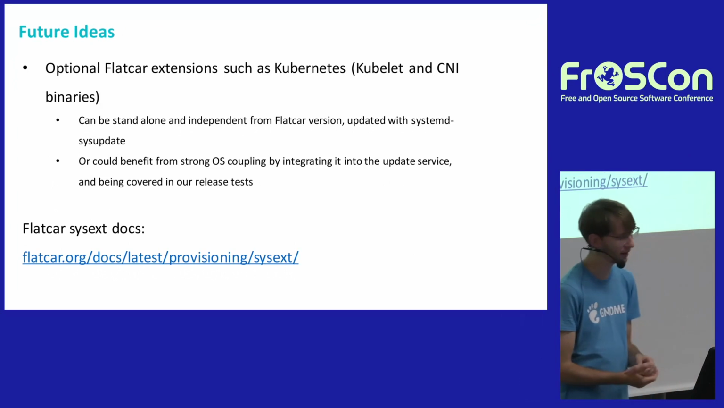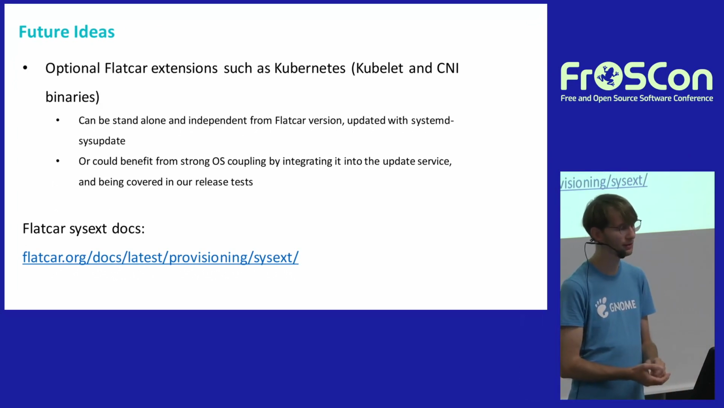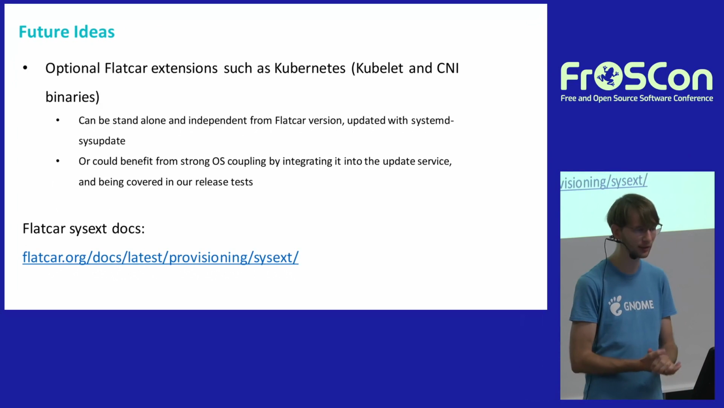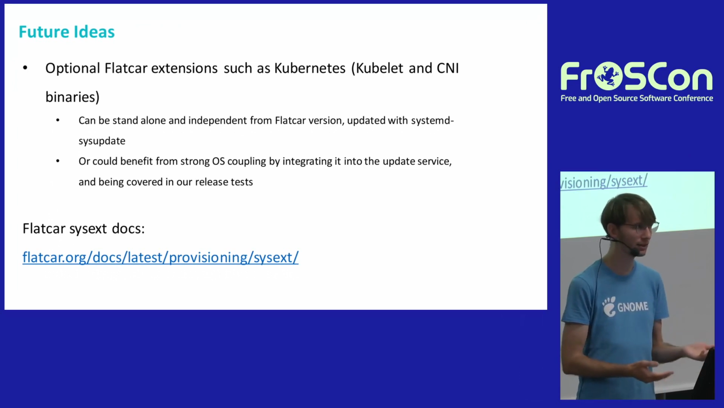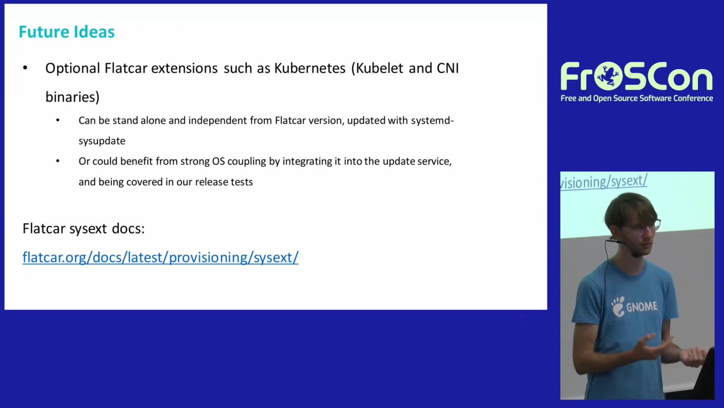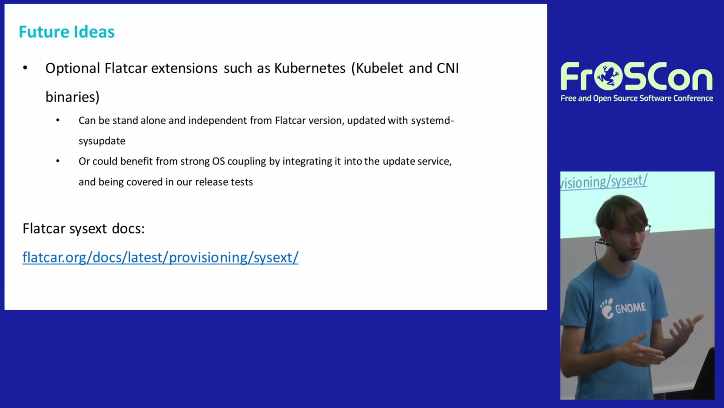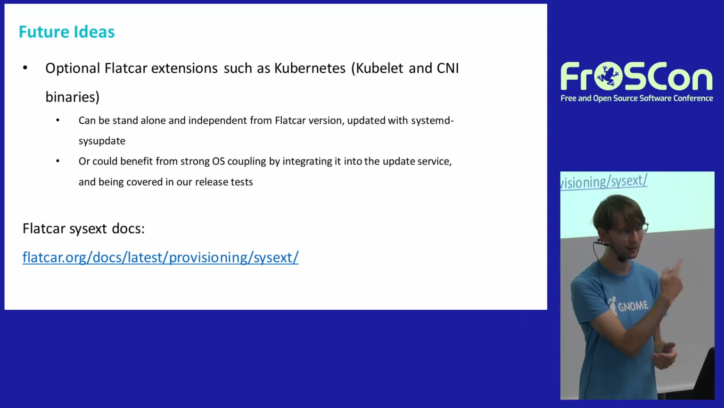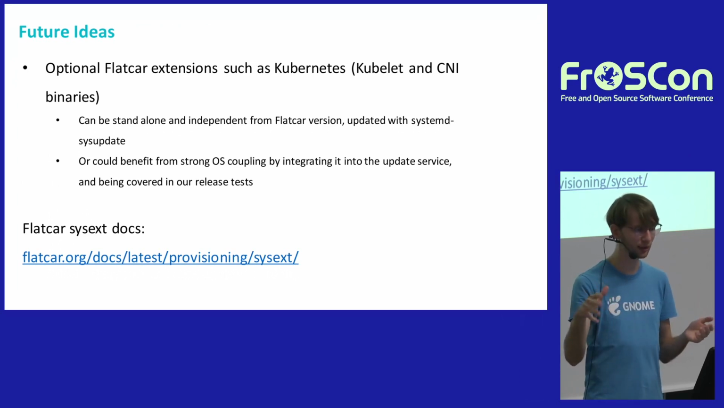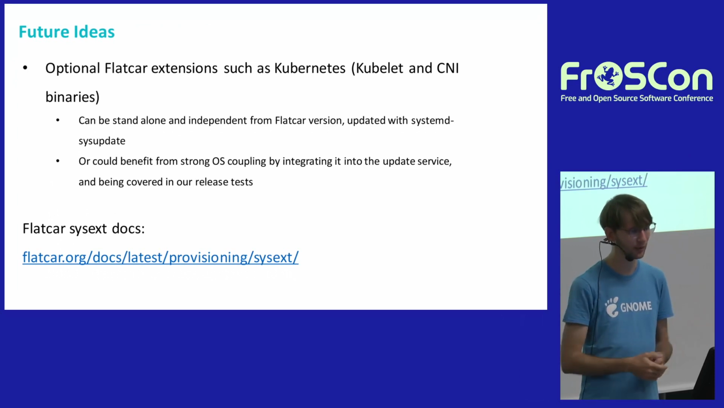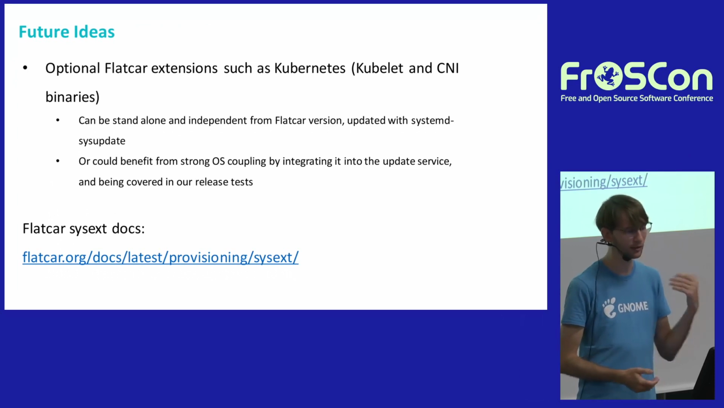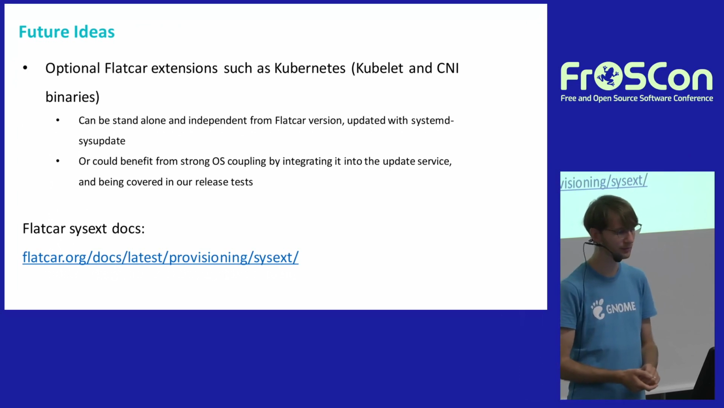And future ideas are, for example, having some optional extensions, such as a Kubernetes extension that has the kubelet binary and the CNI binaries that you maybe want to have for container networking. Now, this could be either standalone and independent from the Flatcar version, so the user has to update it out of band on their own terms, and like Flatcar auto updates itself, and then the user decides to update Kubernetes as wanted, and could use the systemd-sysupdate tool I talked about.